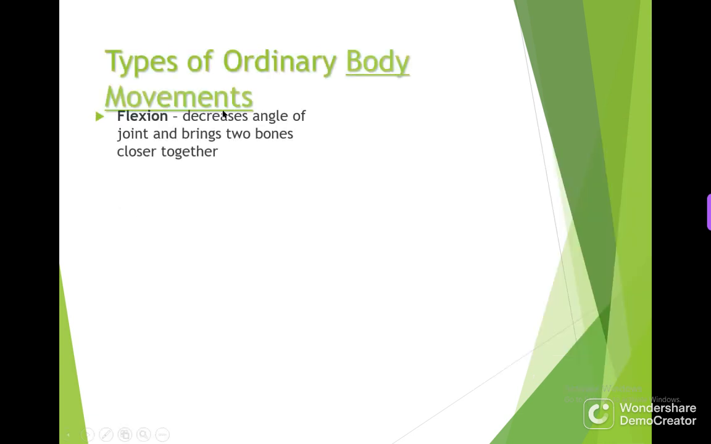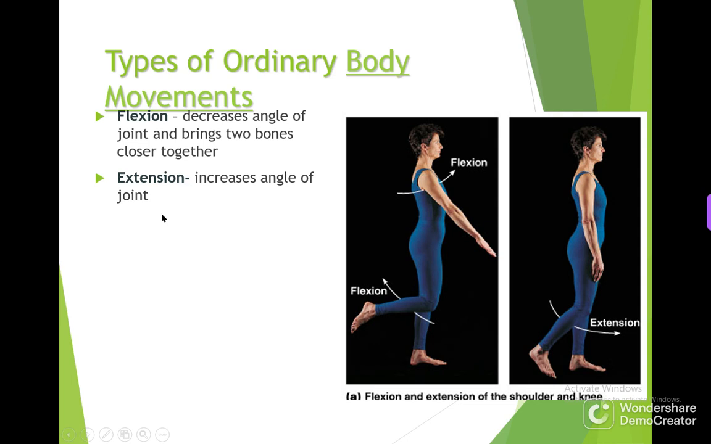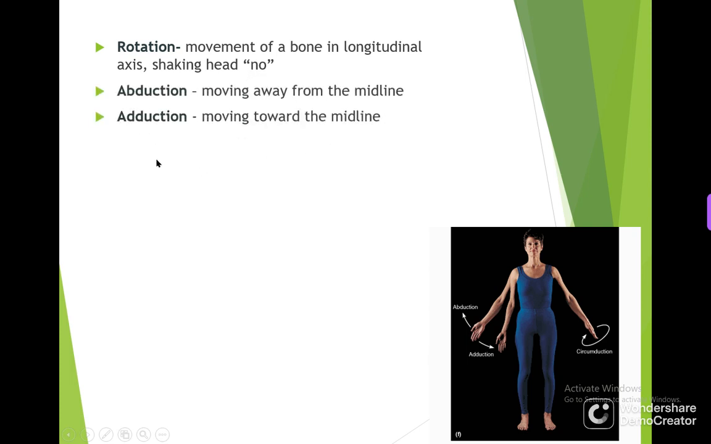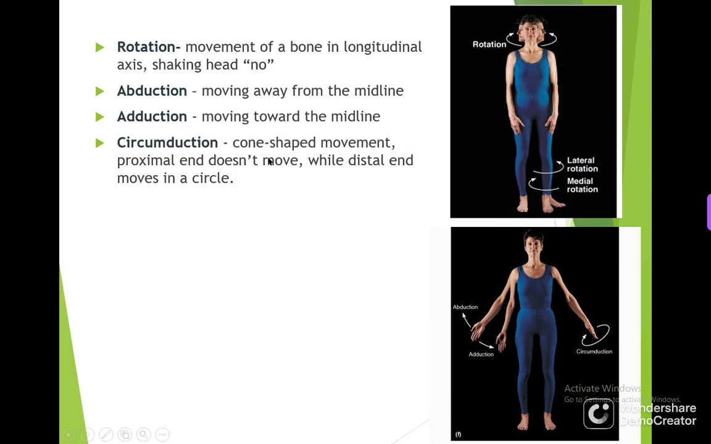Now, the types of ordinary body movements are: flexion, which decreases the angle of the joint and brings two bones close together. Extension is the increased angle of the joint. I already discussed this previously, I think 3 months back. Rotation is movement of the bone in the longitudinal axis, shaking the head, no. Abduction is moving away from the midline. Adduction is moving toward the midline. Circumduction means cone-shaped movement, so 360-degree movement. The proximal end doesn't move, while the distal end moves in a circle, just like this.